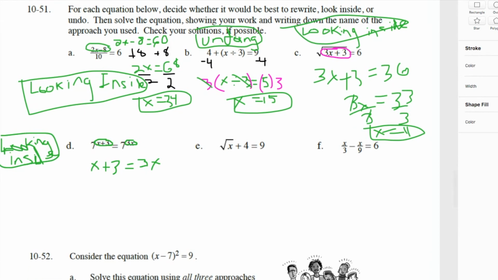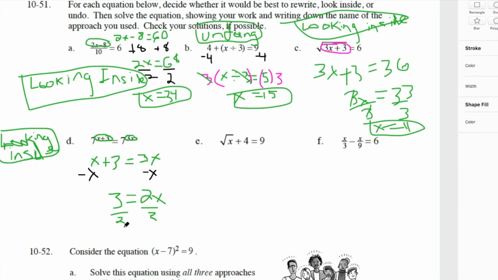We need to get x onto one side of the equation. So I'm going to subtract x here. You want to take away the smaller amount of x's that you have so that the x's remain positive on one side. That's how I can decide between the 3x and the x over here. I'm going to get rid of the side that has fewer x's, and then I get 3 is equal to 2x. Divide both sides by 2, and I get 1.5 equal to x.